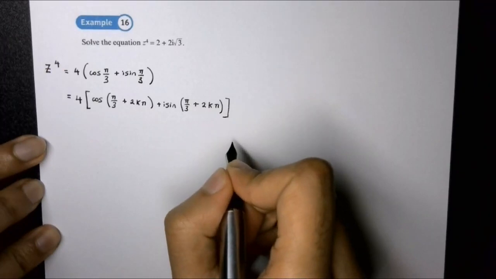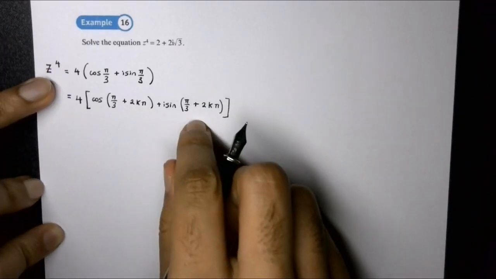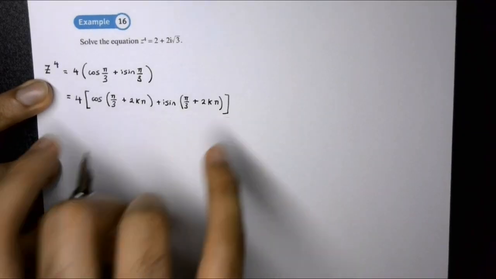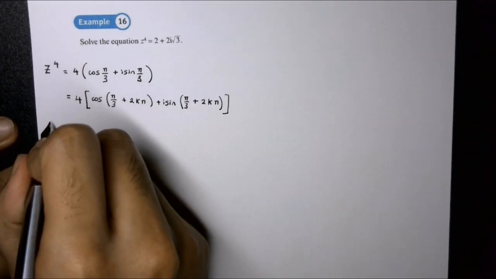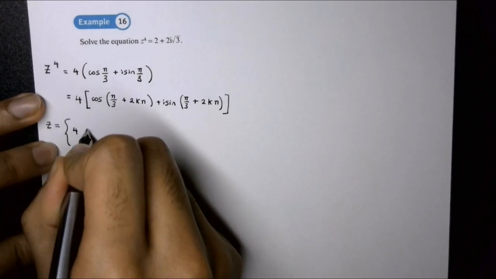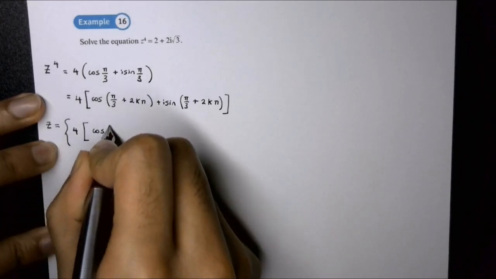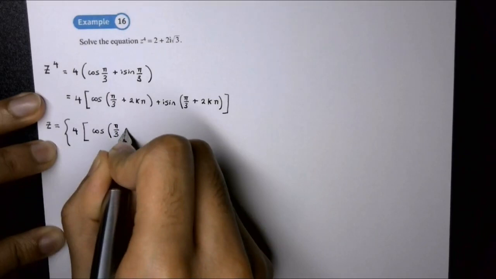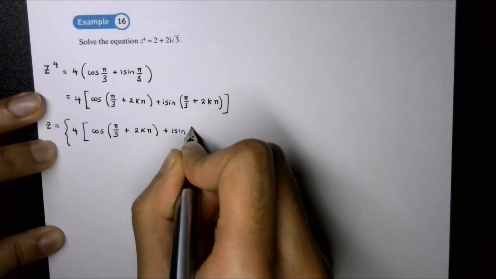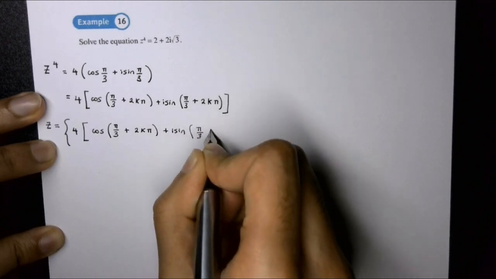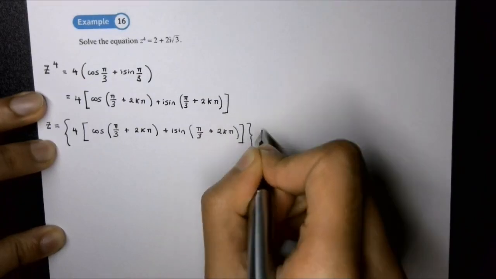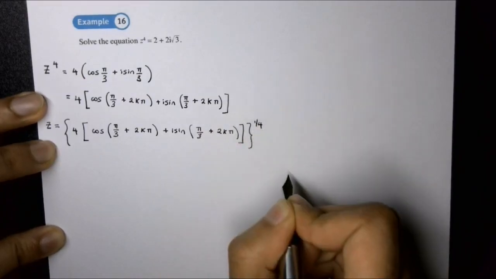Okay, and our job over here is to find out what z is, so we need to take the fourth root. In other words, we will raise all of this to the power of 1/4. So z is equal to 4 lots of the cosine of pi over 3 plus 2k pi plus i times by the sine of pi over 3 plus 2k pi. And all of this is being raised to the power of 1/4.